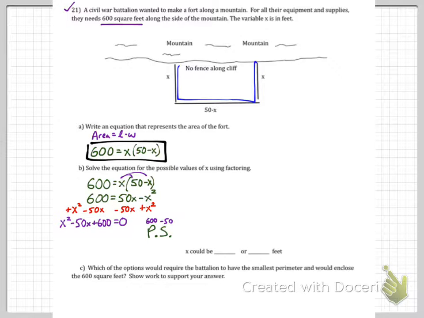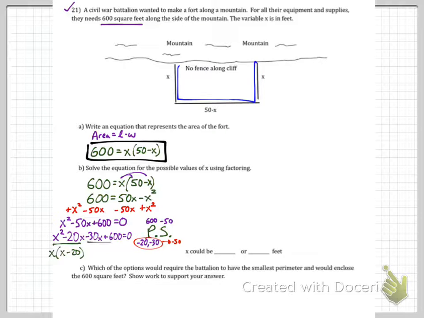If you go through and check, you'll find that negative 20 and negative 30 are the two numbers that multiply to 600 and add to negative 50. So I'm going to split up negative 50 into that: x squared minus 20x minus 30x plus 600 equals 0.